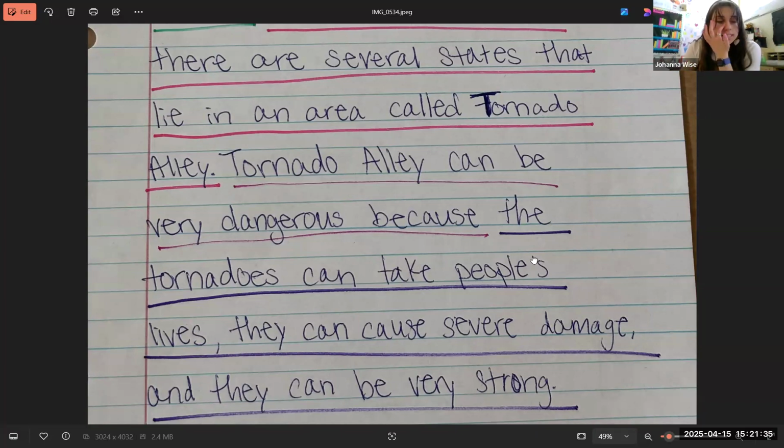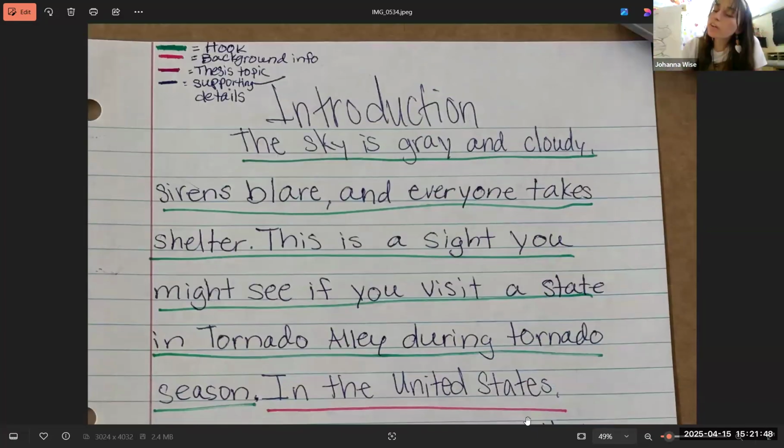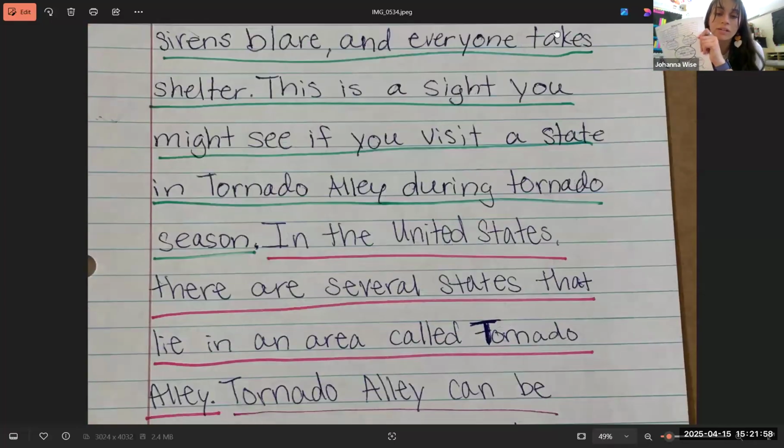So you are going to be doing that today. You are going to choose one topic to be your focus of your piece, and you're going to start with your introduction. You need to make sure you have some kind of hook. You need to give a little bit of background information on what Tornado Alley is. You need your thesis topic, which is going to just be one of these topics, all right, and put it in sentence form just like I did, right?